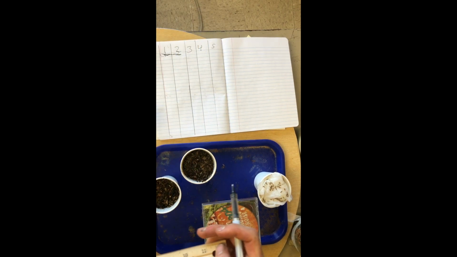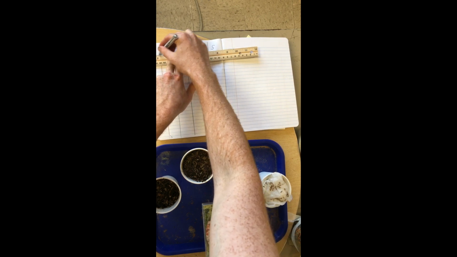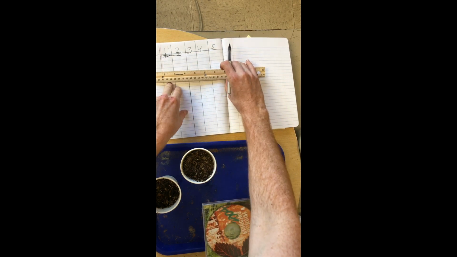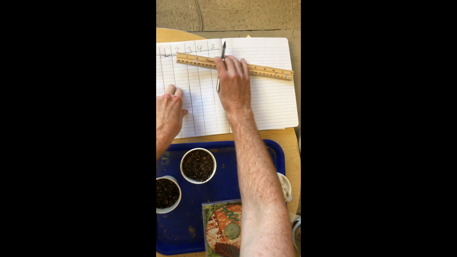And then I'm going to make some lines going this way. And I'm going to make 6 lines going down because I'm going to make 7 boxes, 1 for each day of the week.